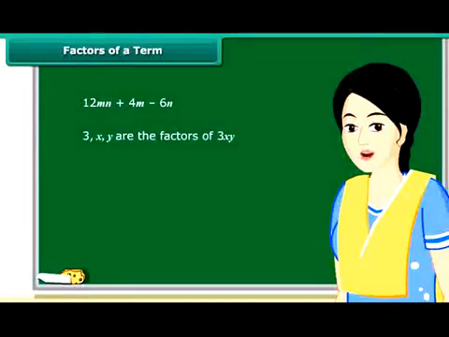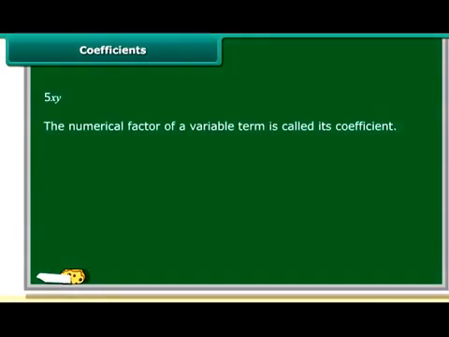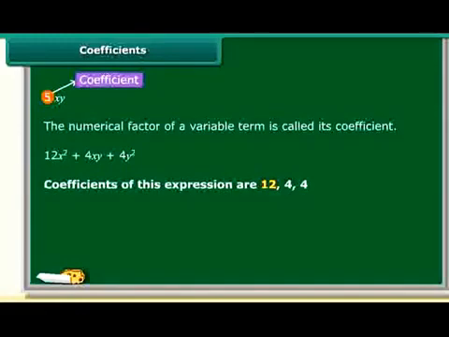Do you know we can also represent 5xy plus 10 by a tree diagram? See, the dotted lines are used here for factors and continuous lines for terms. Remember, the factors cannot be further factorized. The numerical factor of a variable term is called its coefficient. See, in the term 5xy, 5 is the coefficient of the whole term. Let us take this expression 12x squared plus 4xy plus 4y squared. It has 3 terms and the coefficients are 12, 4, 4.